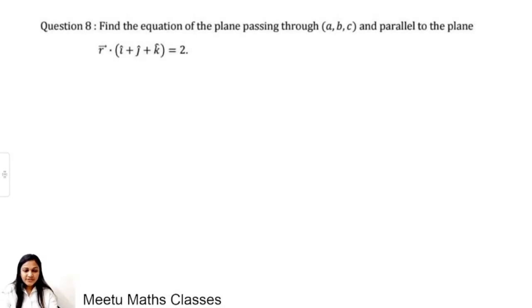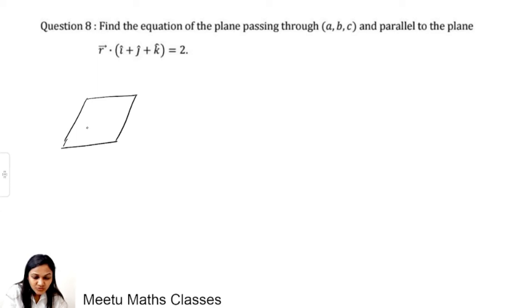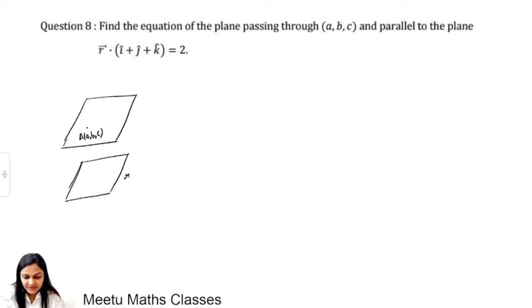Now the next question is find the equation of a plane. You have to find the equation of a plane passing through a point A with coordinates a, b, c, and this plane is parallel to the plane r dot (i plus j plus k) is equal to 2. You know these two planes, plane 1 and plane 2, are parallel.